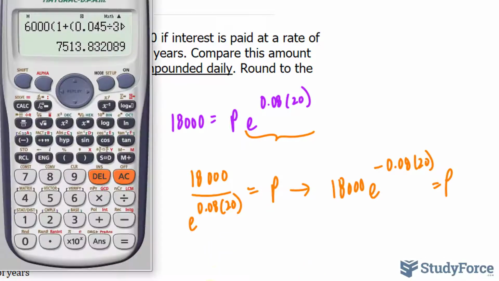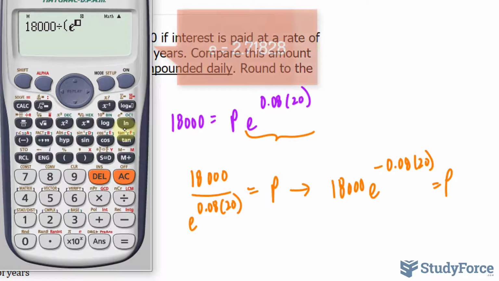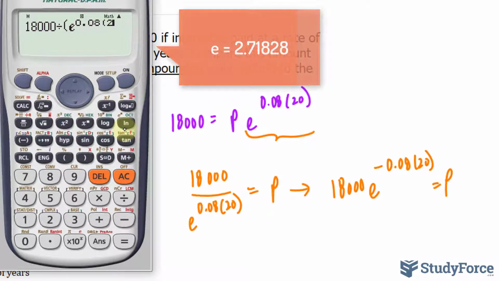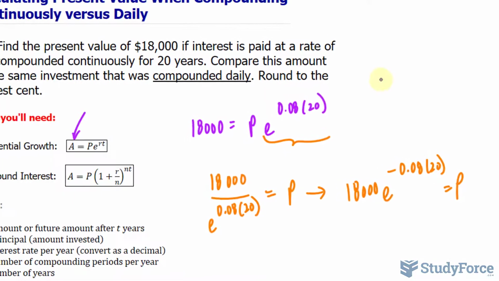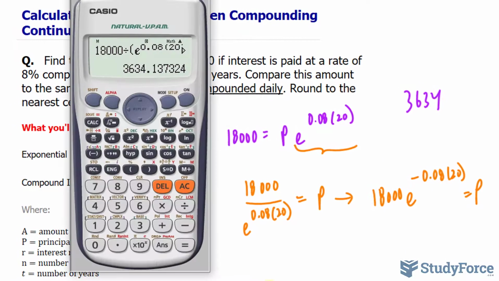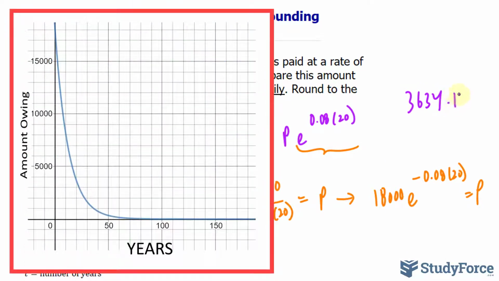So let's go ahead and compute either of these because either of them will give you P. I'll use the one on the left. 18,000 divided by e raised to the power of 0.08 times 20. Okay, we end up with a principal of 3,634. This is how much is left of the 18,000 after 20 years at this rate. So 3,634.14. I'm rounding to the nearest cent, which means 2 decimal places, and that's our amount.